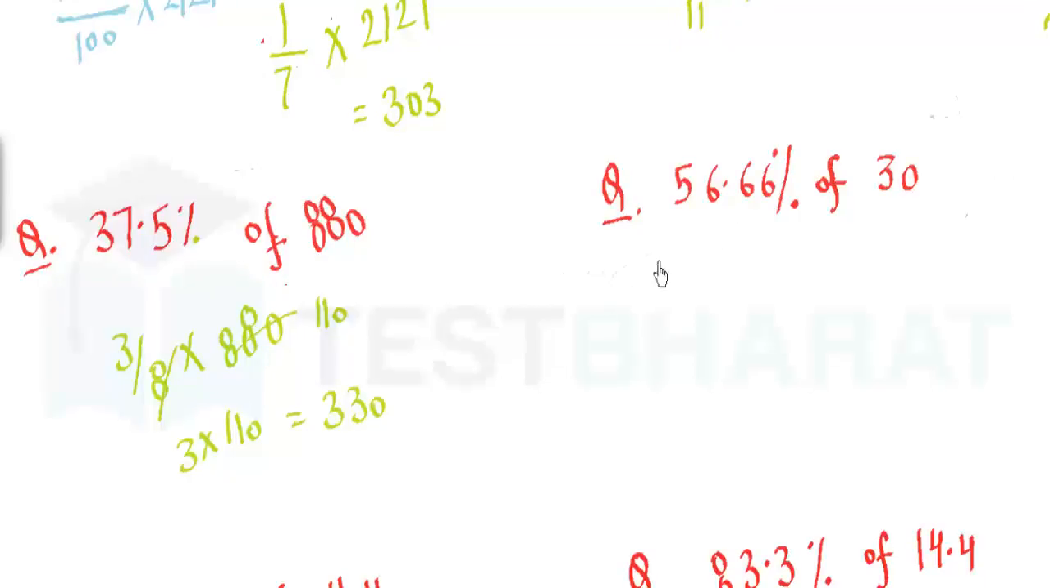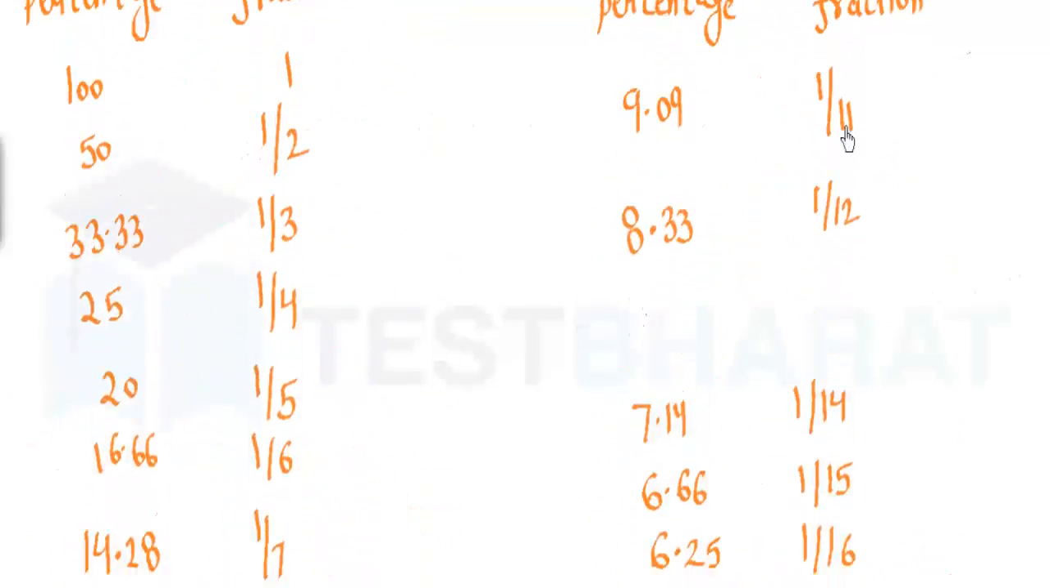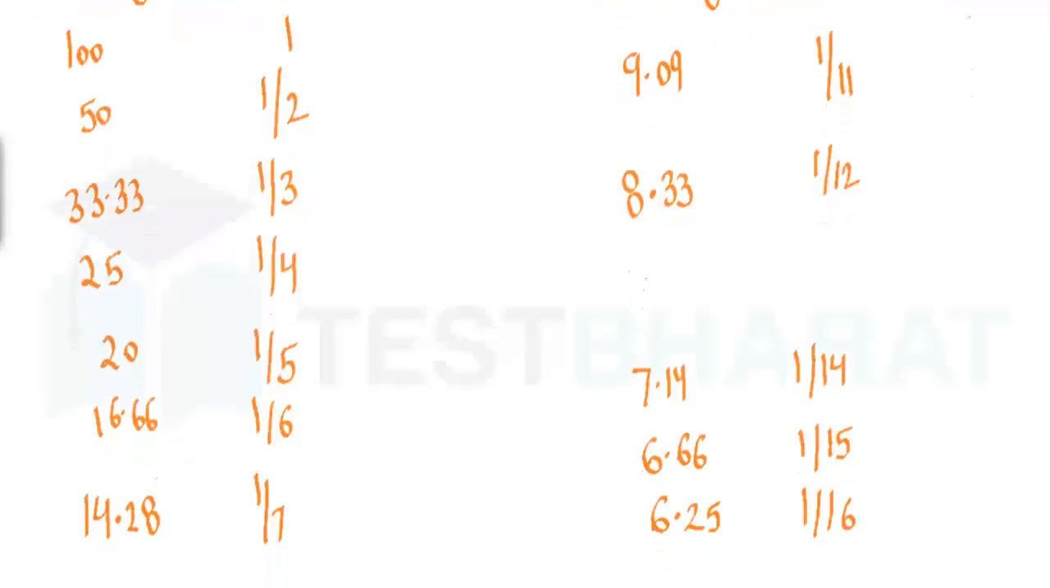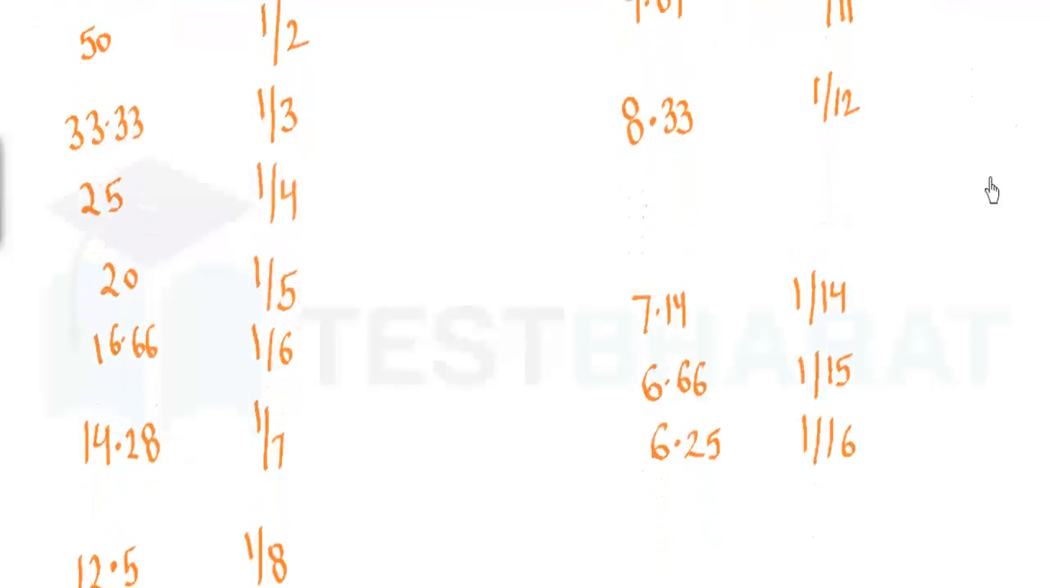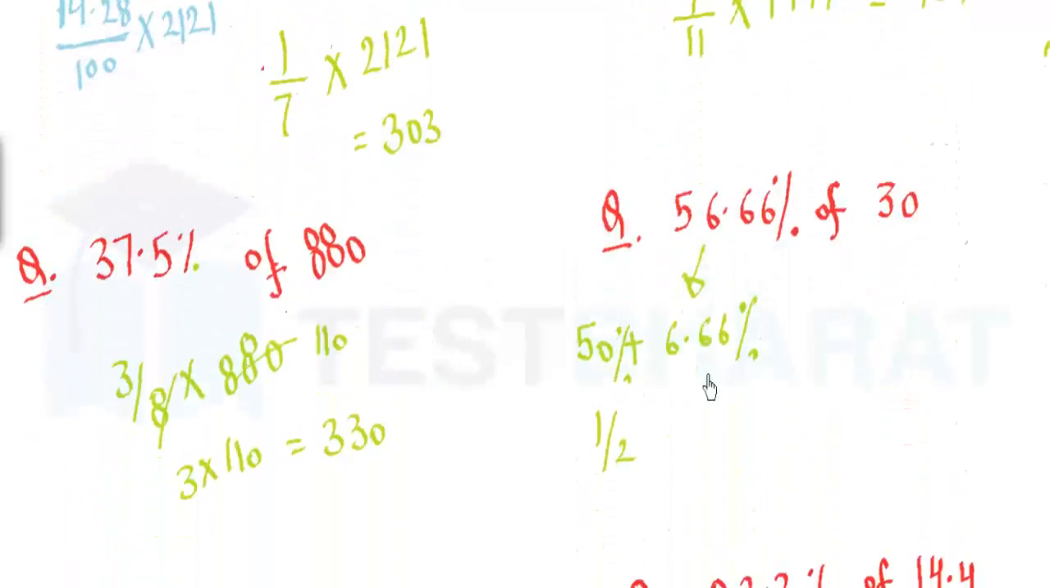So 56.66, I can write it as 50 plus 6.66, because 50 plus 6.66 is 56.66. And I know the fraction for 50%, and I know the fraction for 6.66%. The fraction for 50% is straightforward, that is 1 by 2. And for 6.66%, I have to look where the fraction of 6.66% is, that is 1 by 15. So what I can do is simply add it, 1 by 2 plus 1 by 15.